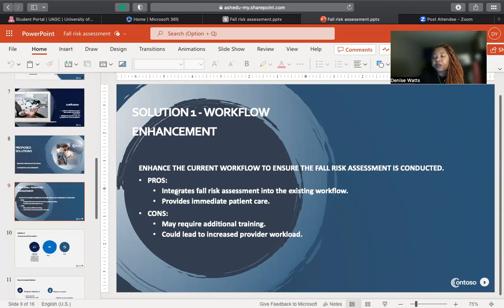While the initial implementation may require resources and adjustments, the long-term benefits outweigh the cons. Automation will streamline the workflow, make fall risk assessments more efficient, and eliminate the discrepancy between the workflow and data, ultimately leading to improved compliance and patient outcomes.